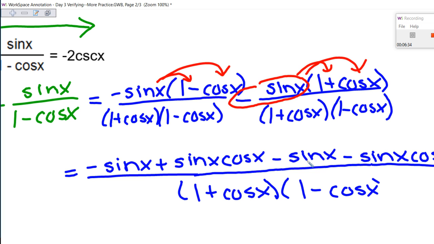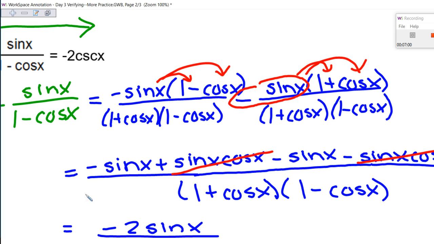Simplify the numerator. What do you notice? Yeah, positive sine x cosine x, negative sine x cosine x. Those two terms will cancel. And the other two, combine them together, we get negative 2 sine of x over 1 plus cosine x, 1 minus cosine x.